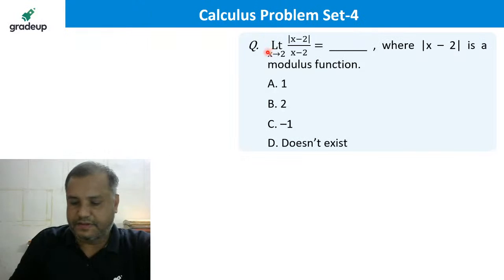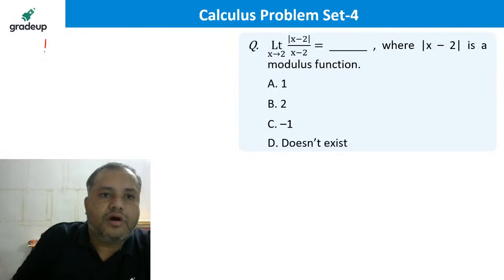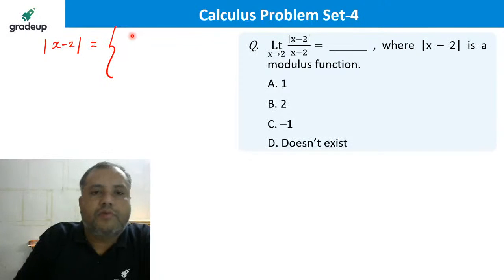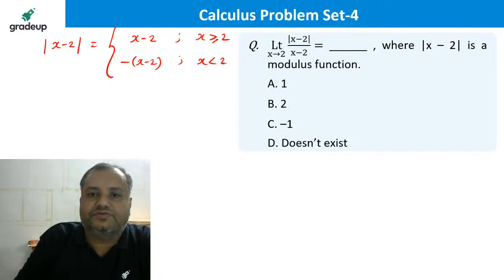Now see here, mod of x minus 2. Mod of x minus 2 is x minus 2 when x is greater than or equal to 2, and this is minus x minus 2 when x is less than 2.